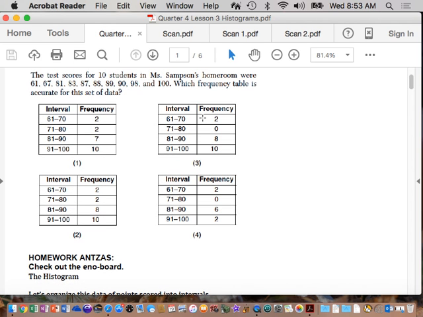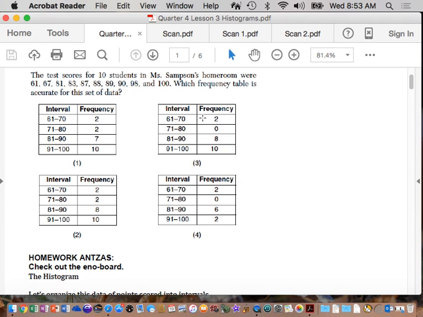Test scores for all 10 students are listed below. So we're doing this chapter now all about data. And one of the things we have to do is be able to fit data into given intervals. That's a really important skill for the histograms that we're going to talk about today.